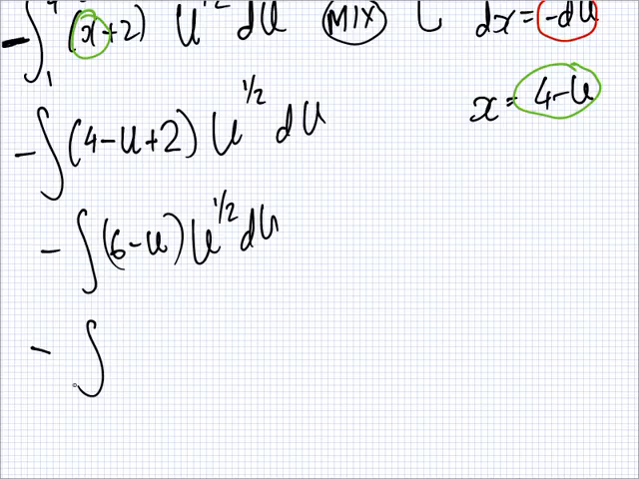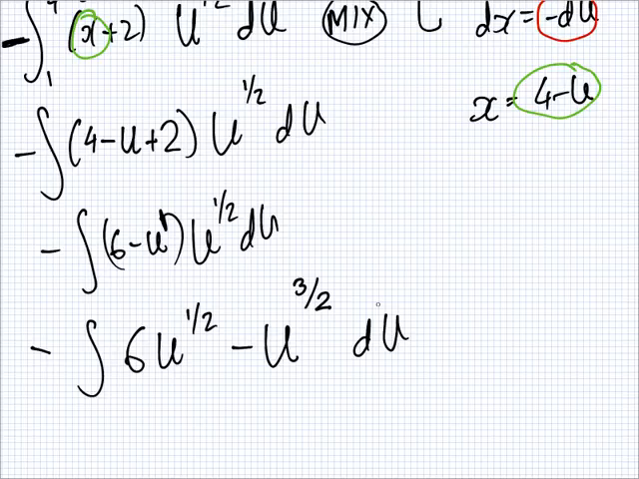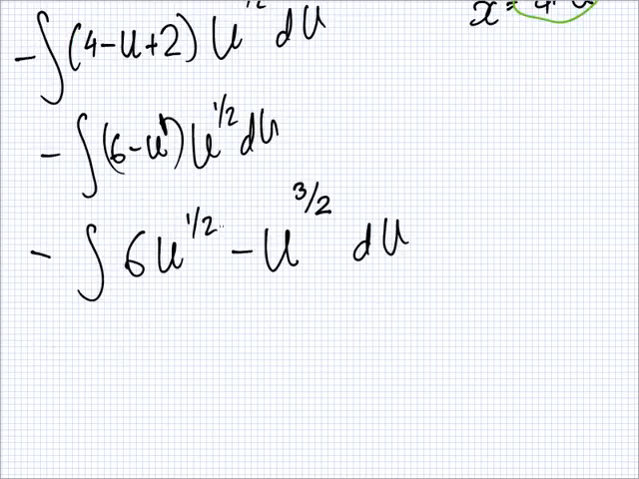Should I do anything to simplify it? I think I should multiply it. So this will become 6u to the power of a half, and what's this power here? 1. So when you multiply, what happens to the powers? They add. So this will be 1 plus a half, 3 over 2 is this power. Also, I'll put the minus inside. So the minus and the minus makes a plus. So it'll look like this now.